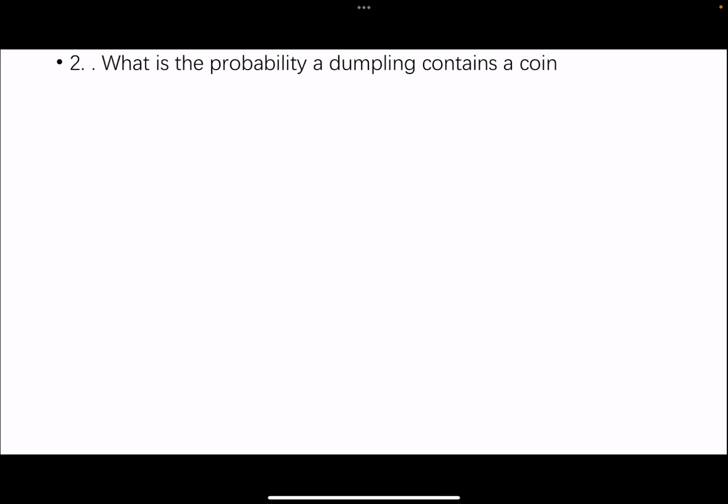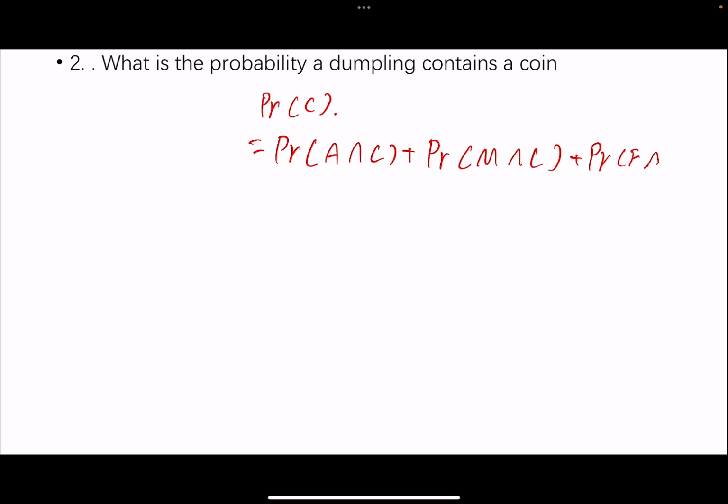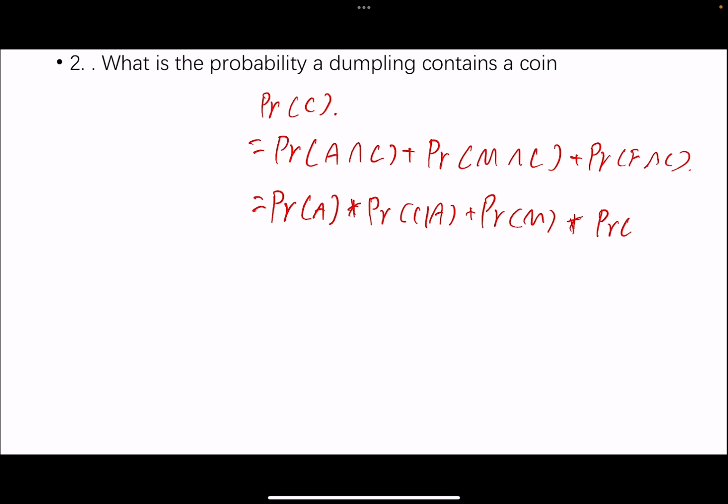Let's move on to the next question. This question is easy to understand. We need to get the probability of C. This probability can be assembled from three aspects: the probability of getting a father's dumpling which contains a coin, the probability of getting a mother's dumpling which contains a coin, and the probability of getting an Ao Fei dumpling which contains a coin. Also by the chain rule, we can write this as the probability of A times the probability of C given A, plus the probability of M times the probability of C given M.